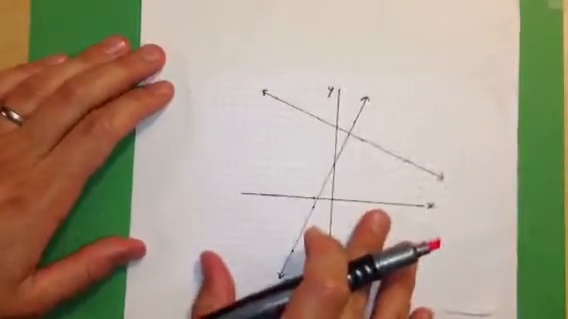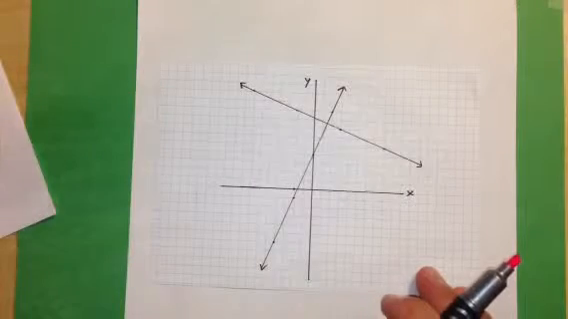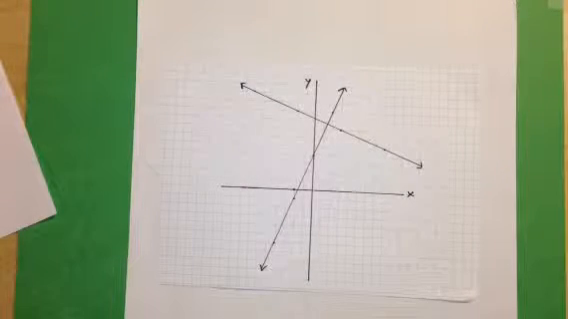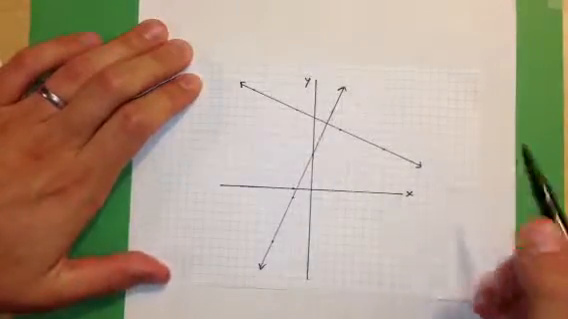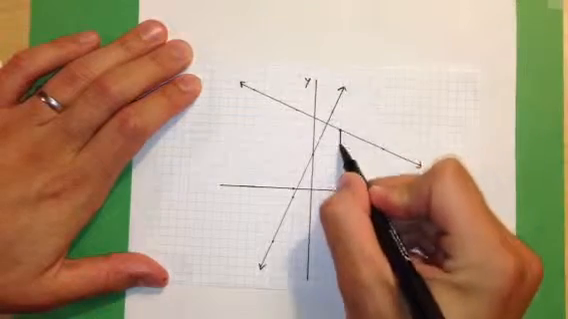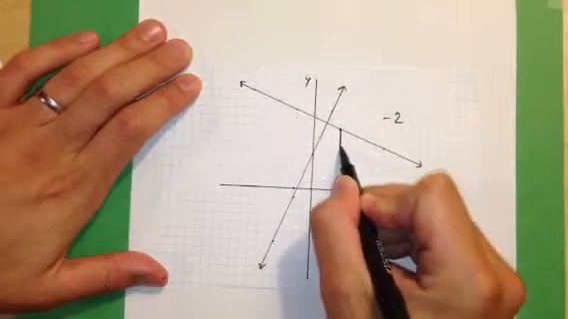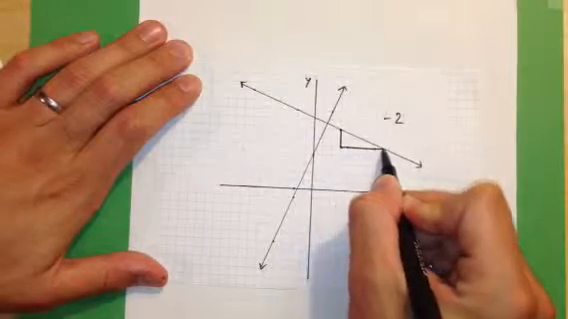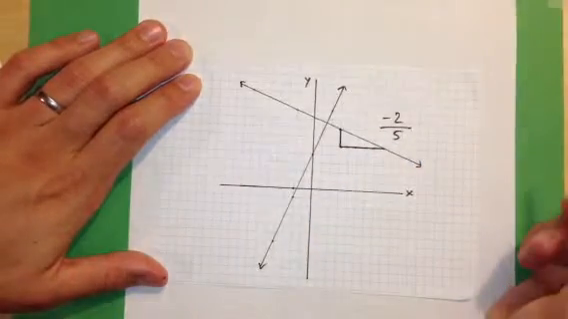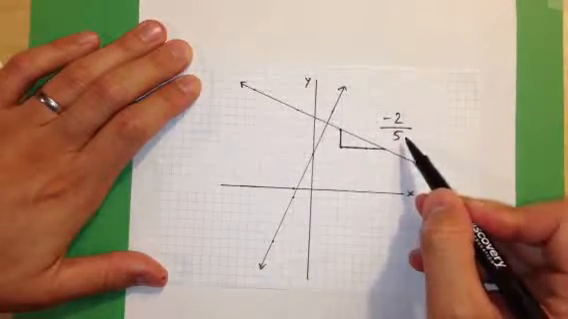Let's take a look at perpendicular lines. As defined earlier, perpendicular lines are lines that intersect and form right angles or 90-degree angles. Let's take a look at the slopes of these lines. So this line right here, the slope is rise negative 2 for every 5 in the positive x direction. The slope of this line is negative 2/5.